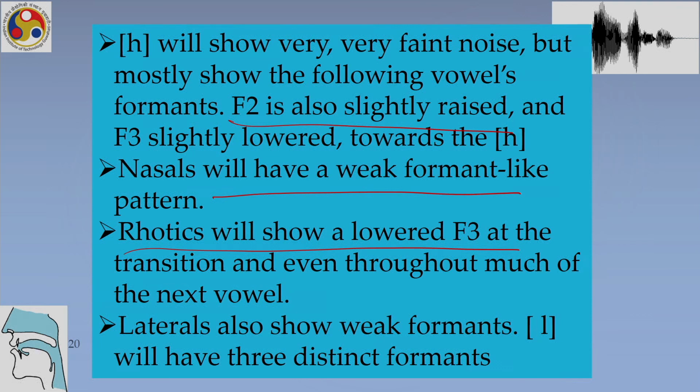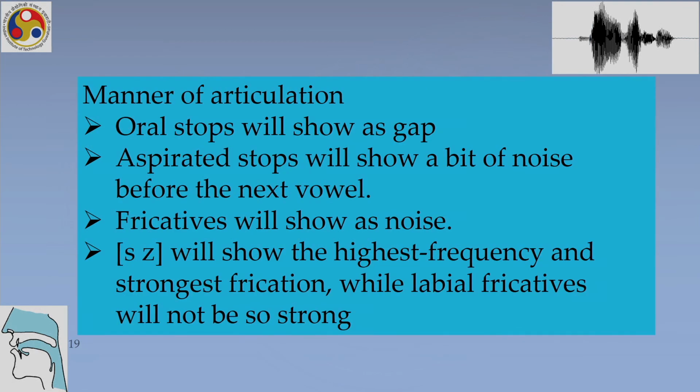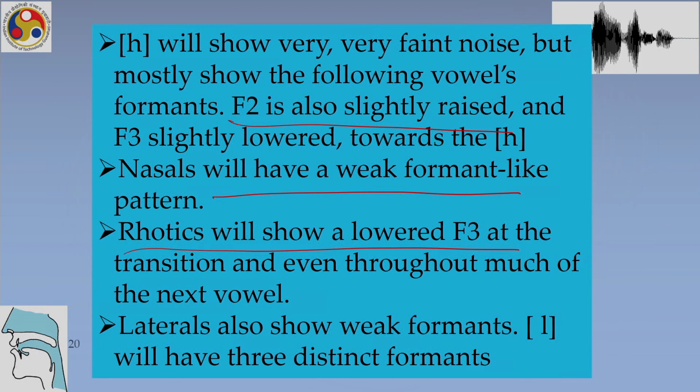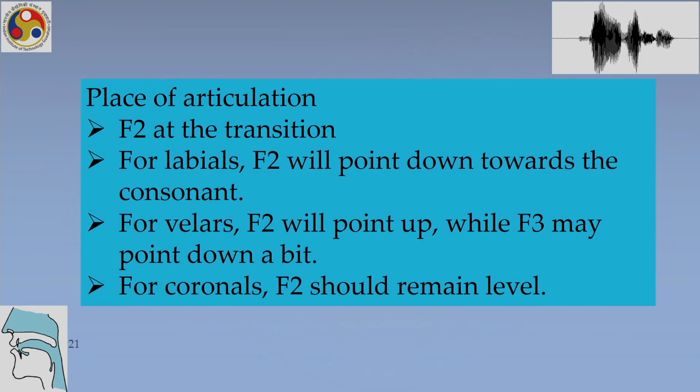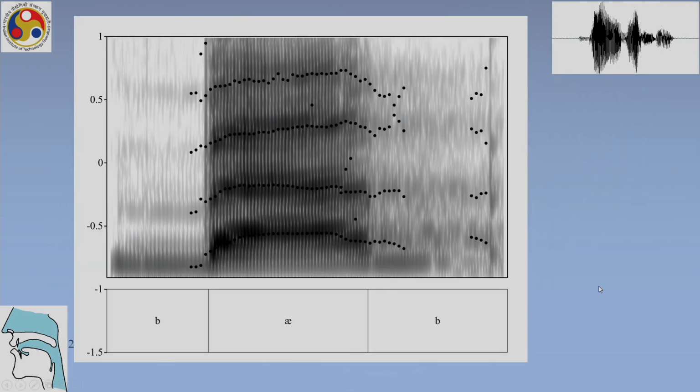And this was manner of articulation, okay, stops, fricatives, approximants, and place of articulation. How do we know place of articulation? So, for labials, F2 will be like this. For velars, F2 will be like this. For coronals, F2 may be level or something like that. So, this is how you will see the place of articulation. Now that we have gone through that background, let us look at actual spectrograms.